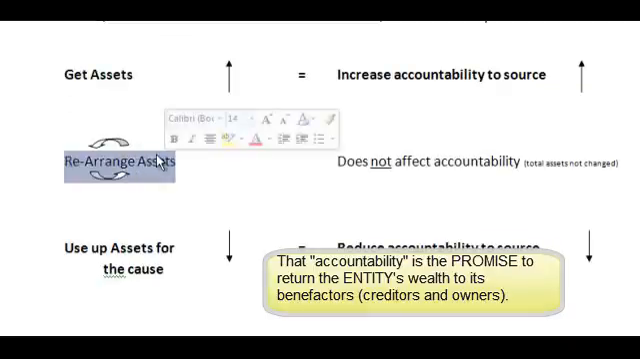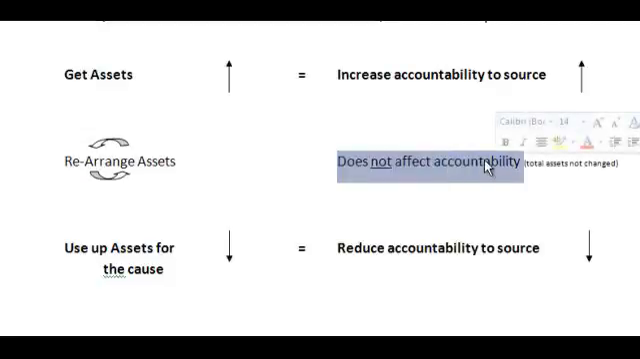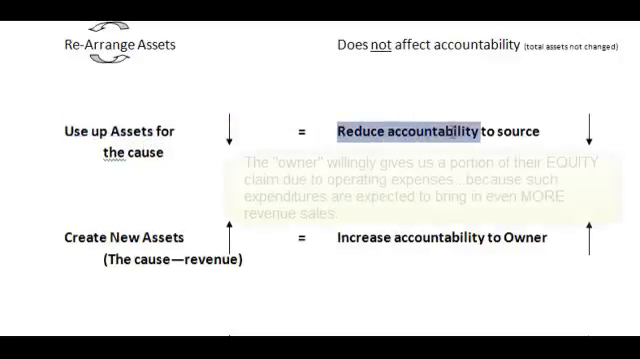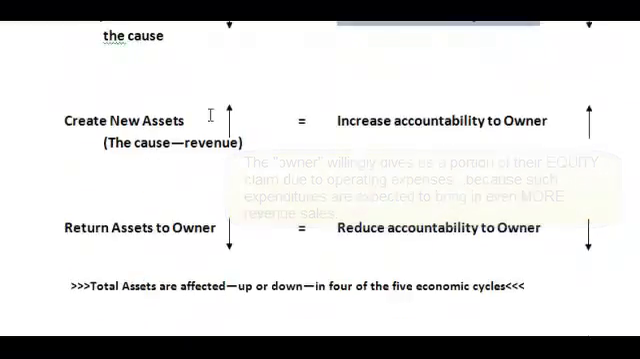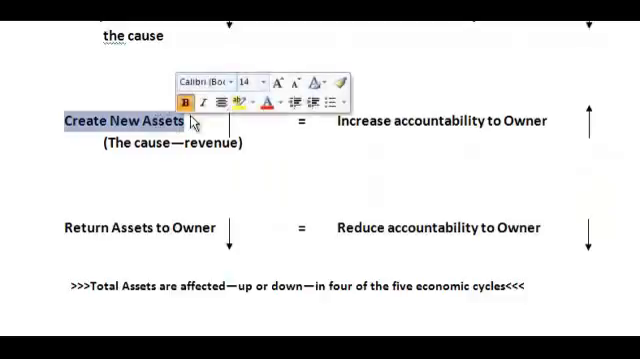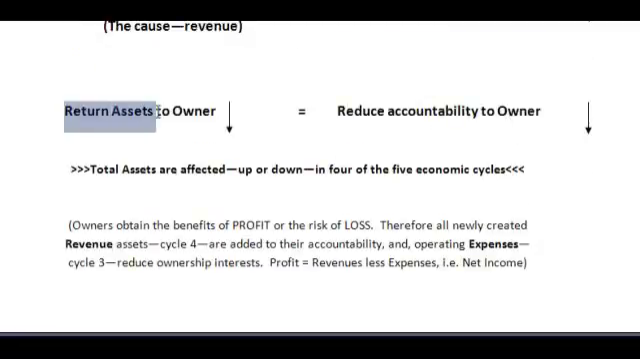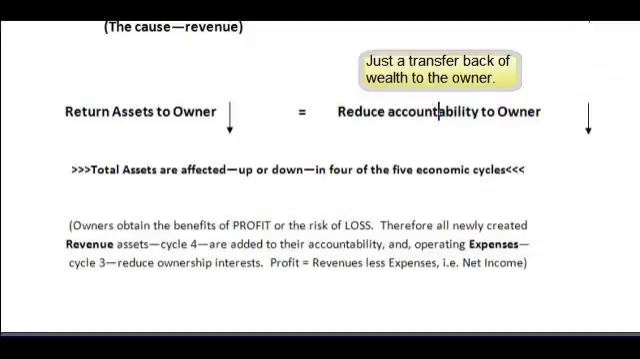As mentioned, rearranging assets does not affect asset values in total and therefore does not affect the accountability side of the equation or the right-hand side. Using assets up, paying expenses, cash may be decreased, and we reduce the equity portion of the owner's net worth on the right-hand side. Creating new assets, cash may be increased, and we increase the net worth of the owner in his equity section by use of a revenue account. And finally, returning assets to owners, cash is reduced, for example, and we reduce the net worth of the owner on the right.